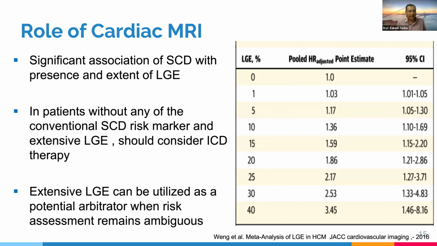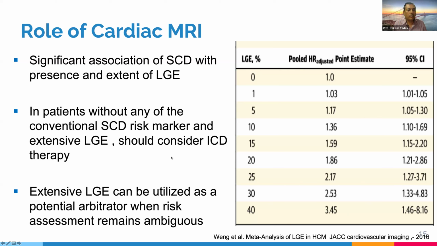So in that risk stratification, MRI has a role. However, in the European society, MRI is still a class 2B indication, not a class 1 indication. And I think there are now a lot of studies done on MRI LGE in sudden cardiac death. Overall, if you have an LGE of 40%, the attributable risk is 3.45, as compared to 1.3 when you have 10%.